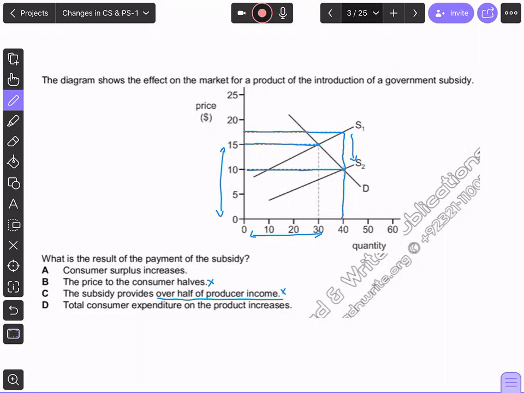Consumer expenditure नीचे चला गया है. सही है, 10 into 40, 15 into 30. So the consumer expenditure is now less. So this is also incorrect. Consumer surplus will increase. पहले consumer surplus ये सारा area था, जहाँ तक आपका demand curve जा रहा था. Now this whole area will also be added into the consumer surplus because subsidy के बाद price कम हो गया.